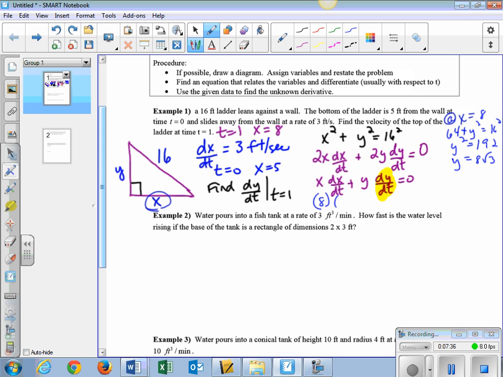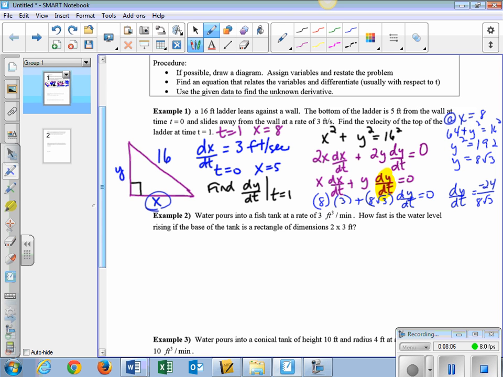Okay, dx/dt we said was 3, plus my y, which is my 8 radical 3, and dy/dt is equal to 0. Okay, so do your math magic. Move your 24 to the other side. It becomes negative, and then divide by the 8 radical 3. I get dy/dt is equal to negative 24 over 8 radical 3.